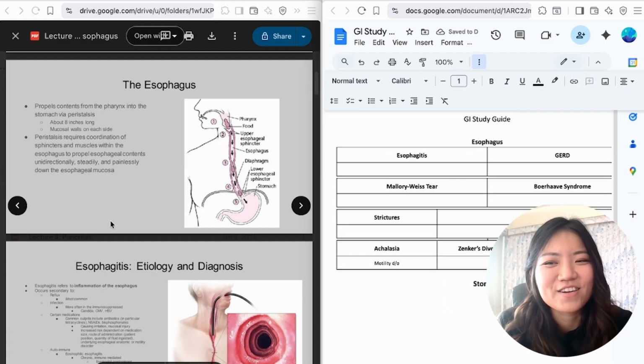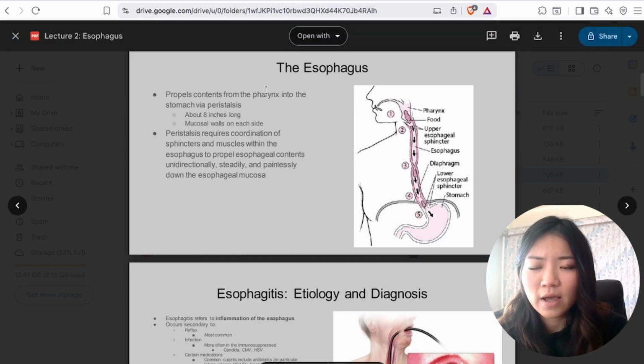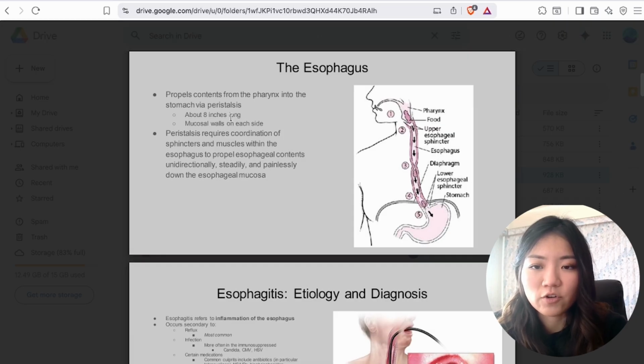This is the entire esophagus section. Looking at this next slide, the esophagus propels contents. I'm sure you already knew that. You don't need to know it's 8 inches long. I would be very surprised if that ever showed up on an exam, and even then I would just say use your best judgment, but I don't think that will ever show up.